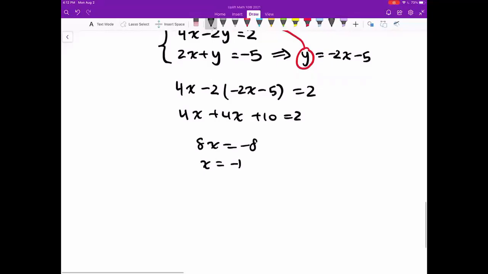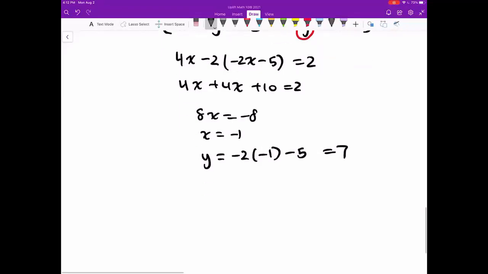Now that we have one variable, we can solve for the other one. So y is negative 2 times negative 1 minus 5, which is 7. So the solution would be negative 1 comma 7.